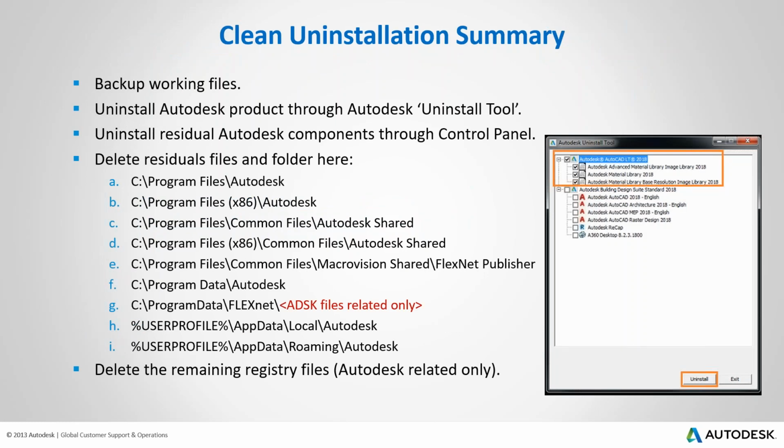Before we move into clean uninstallation on Mac, let me just summarize the steps for clean uninstallation in Windows. First, make sure you back up your working files if they are located under the folders listed in the slides here. Then you can proceed to uninstall the Autodesk product from the uninstall tool, followed by uninstalling the Autodesk components through the Control Panel. Then you can proceed to delete the files and folders afterwards. And lastly, delete the remaining registry for Autodesk software, which are the last two that we showed you before this slide.